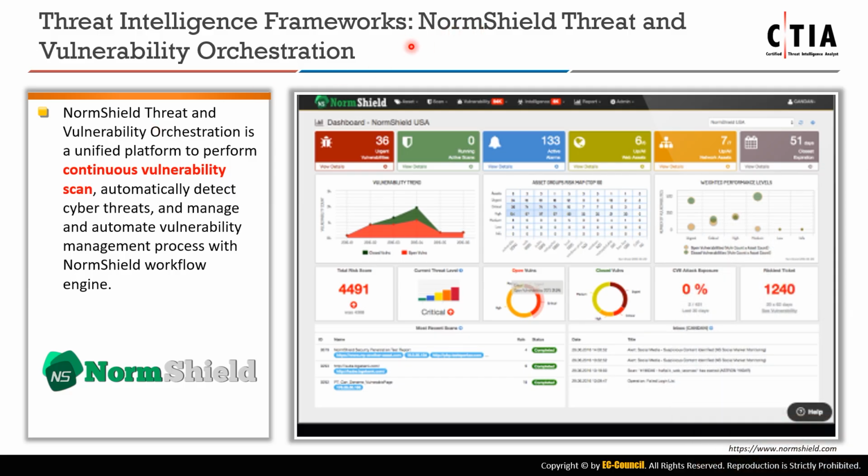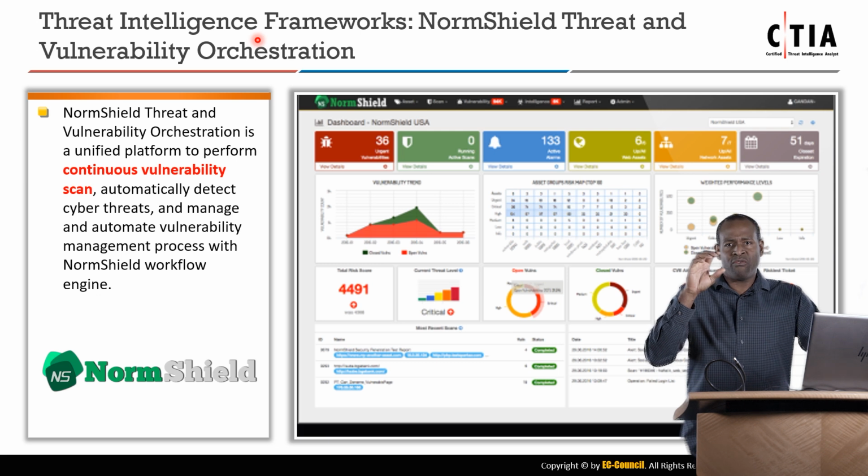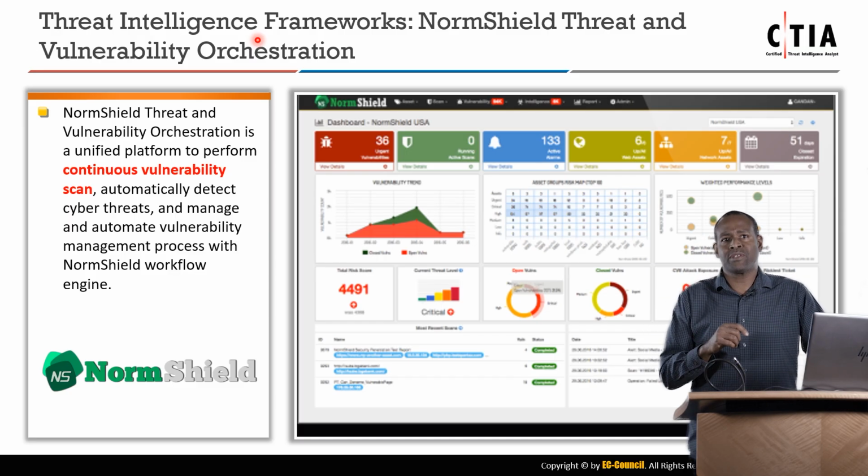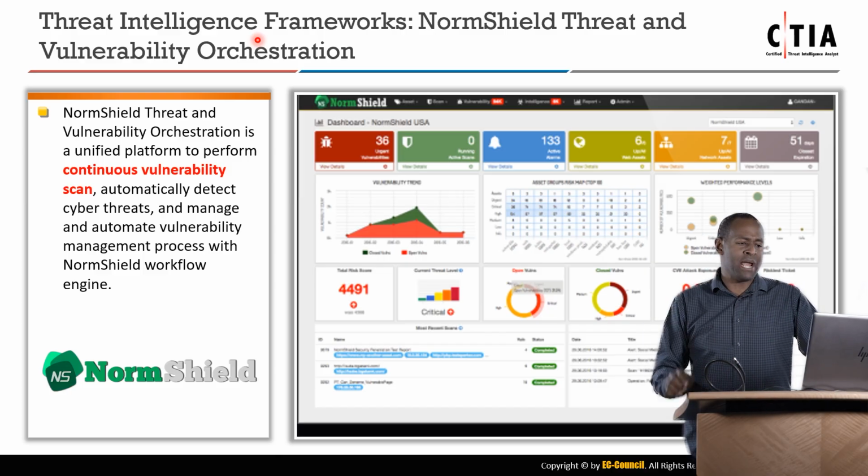All right, the next one we look at is NormShield Threat and Vulnerability Orchestration as our next threat intelligence framework. One of the things you want to keep in mind here is the term orchestration. Orchestration is a method of automating responses on a system. And usually orchestrated systems have a visual methodology where I can take actions that are programmatically significant. I could actually put in my own code. Or in many cases, they're drag and drop solutions or drag and drop code snippets that you can take and automate some type of response.